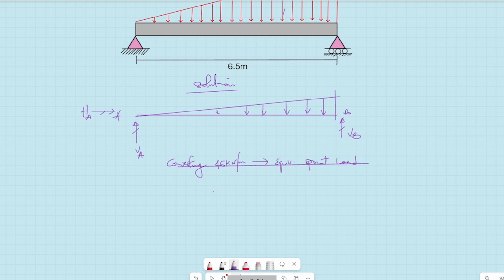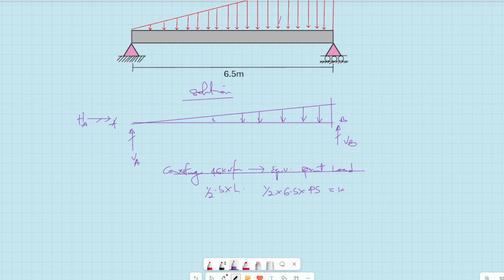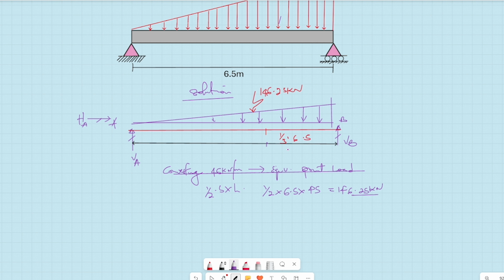It's simple: half base times height, the area of a triangle. So that will give us half times the base of 6.5, that's the distance, times the height, 45. When we solve that, you get 146.25 kilonewtons. So the equivalent load is something like this. It will act at 1/3 of the larger side. This is 6.5 here, so that will give you 2.17 meters. So here you have 4.33 meters left.